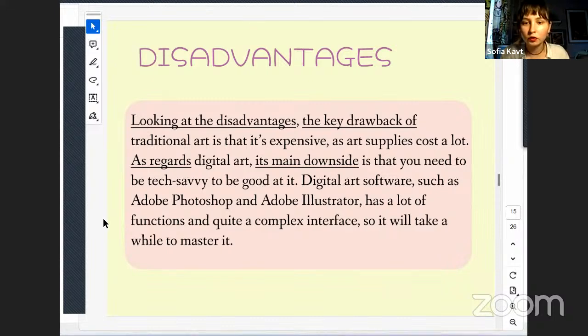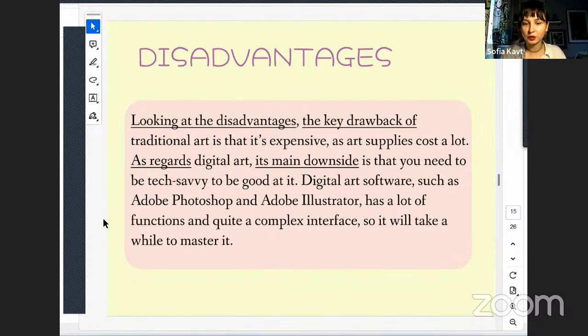Looking at the disadvantages, the key drawback of traditional art is that it's expensive, as art supplies cost a lot. As regards digital art, its main downside is that you need to be tech-savvy to be good at it. Digital art software, such as Adobe Photoshop and Adobe Illustrator, has a lot of functions and quite a complex interface, so it will take a while to master it.